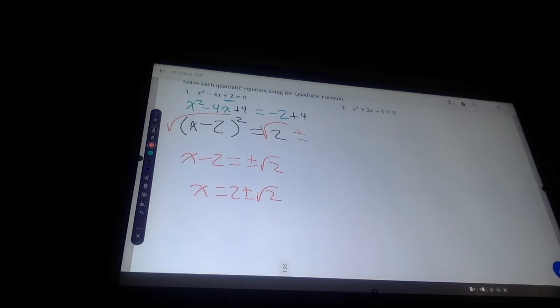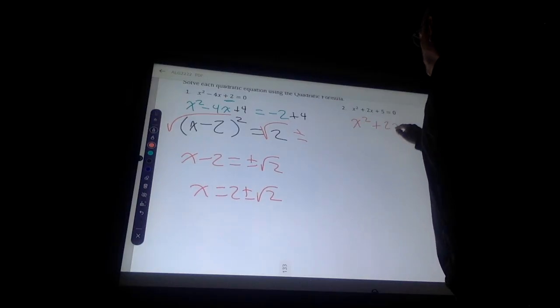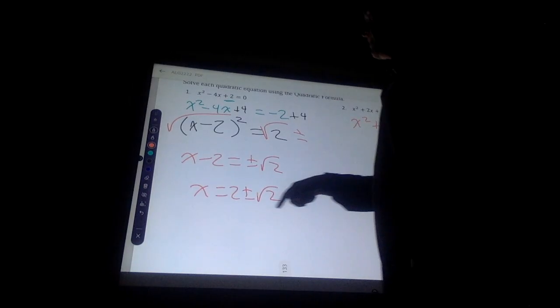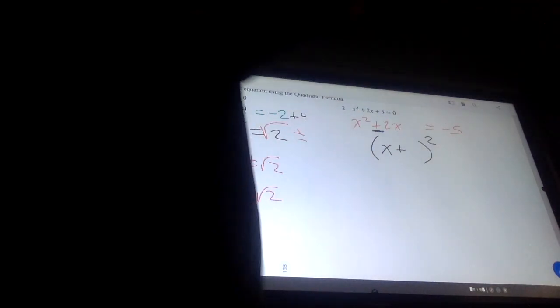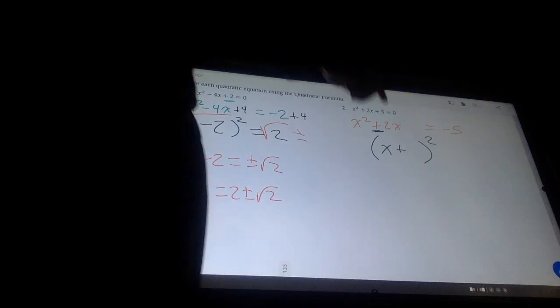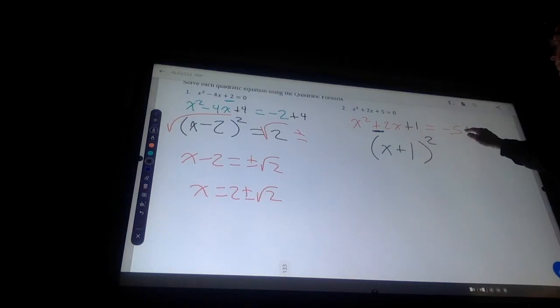Right? So number 2, same idea. We want to move the 5 over by subtracting it. So I'm going to get x squared plus 2x equals -5. Okay? So come down here. X, is it positive or negative next? Positive. In front of this term is positive, so it's positive here. So half of 2 is 1. 1 squared, or 1 times 1 is? So I get to there. Agree?